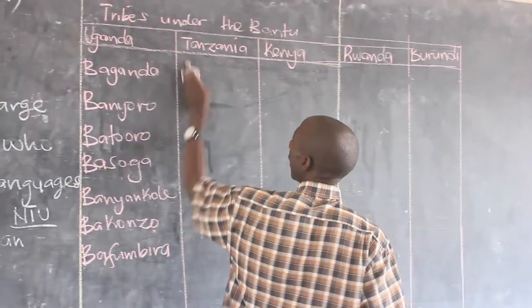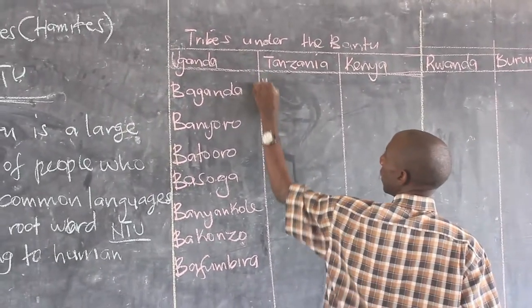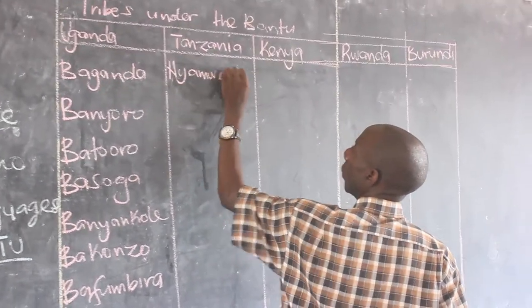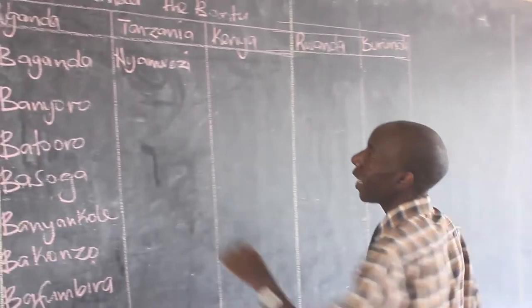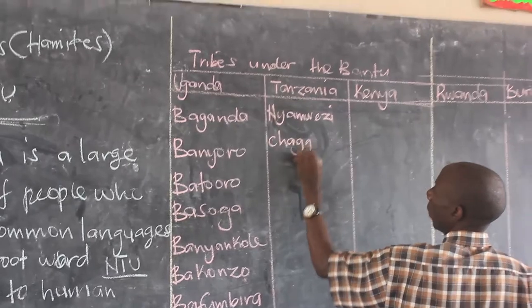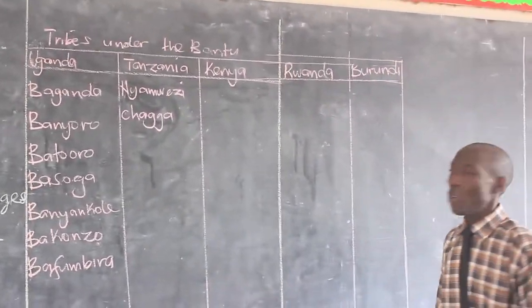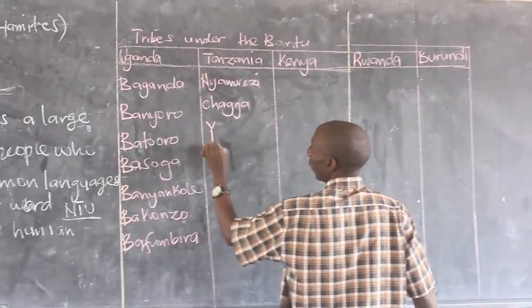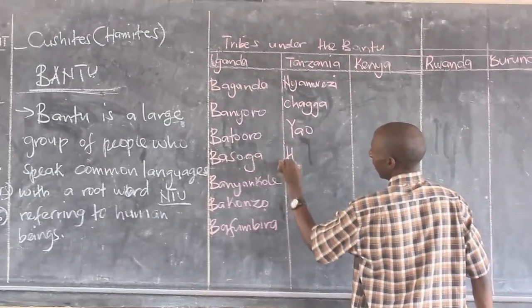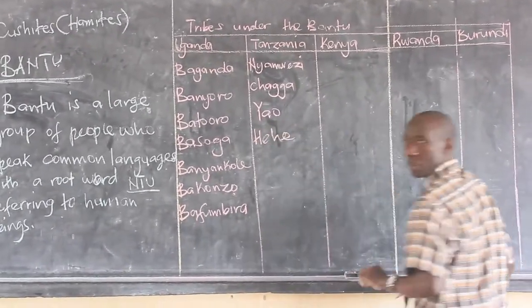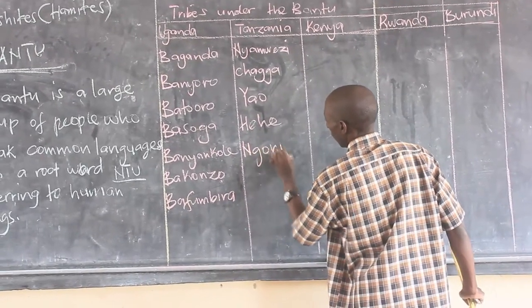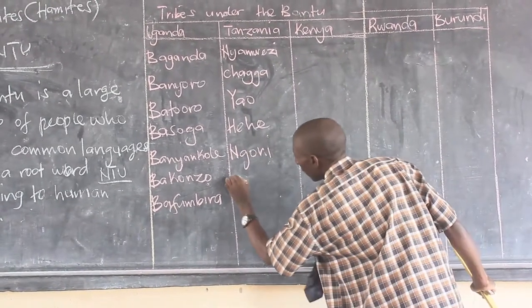In Tanzania, we have the Nyamwezi. We have the Chaga, the Yao, the Hehe, the Ngoni, and the Sukuma.